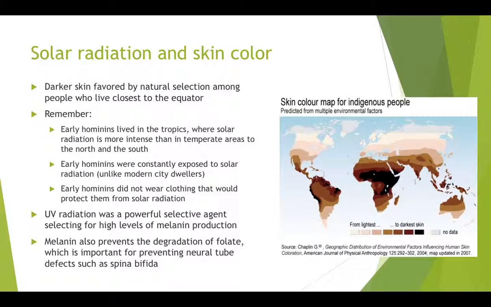Early hominins also didn't wear clothing that would protect them from solar radiation. So as we lost our body hair, which is a function of adapting to a really hot environment and being able to effectively cool ourselves, we increased the selection favoring dark skin because we didn't have any protective benefit of our hair against the solar radiation. So our bodies were experiencing greater exposure. UV radiation, thusly, is a powerful, or was a powerful, selective agent, selecting for high levels of melanin production.